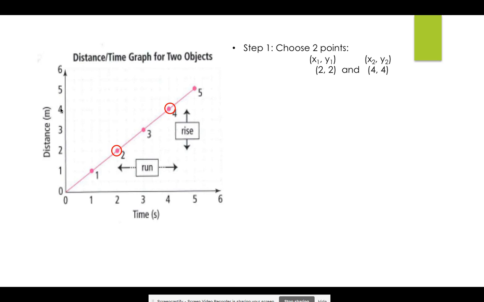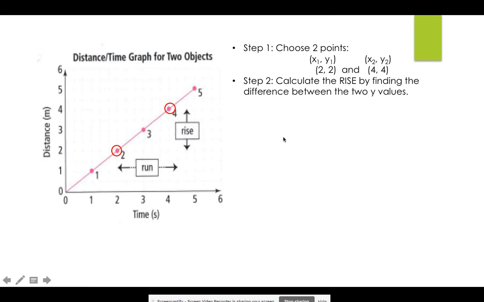Now that I have my coordinates, it's time for me to calculate the rise by finding the difference between the 2 y values. So this is y2 and this is y1. I always write out my equation, and y2 is equal to 4 minus 2, which is y1. 4 minus 2 is 2. That is my rise.